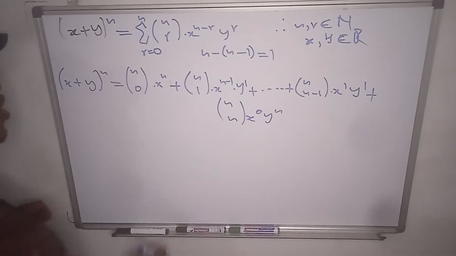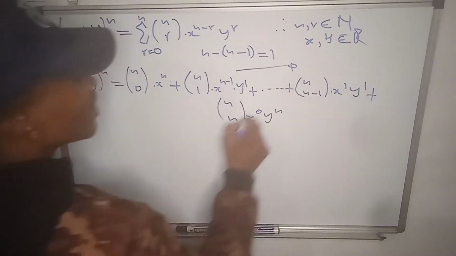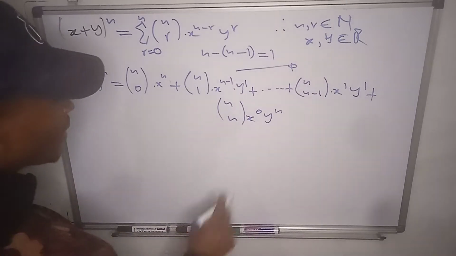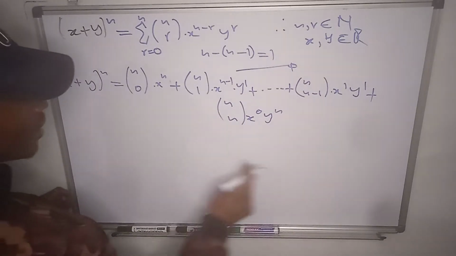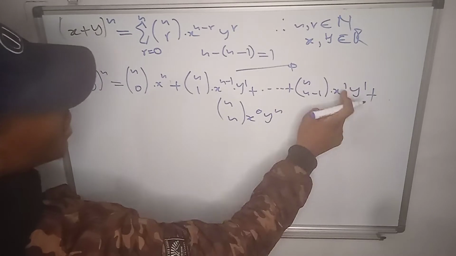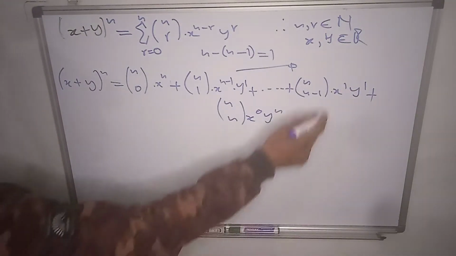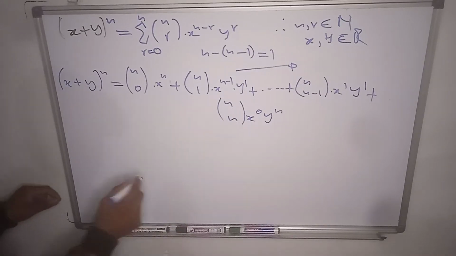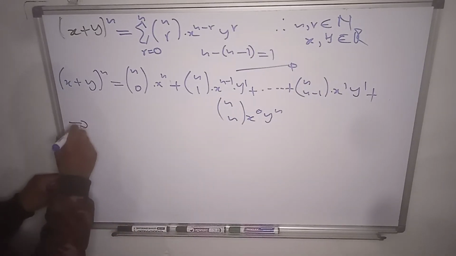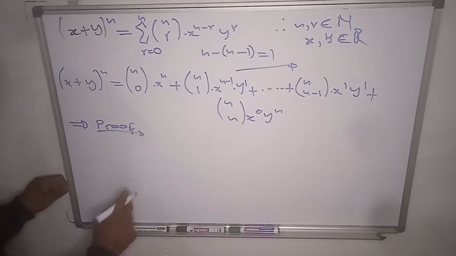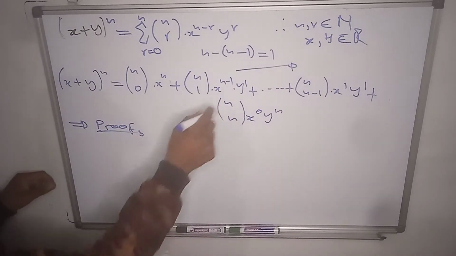Why x to the power 0? Because when we are going this side, x is losing a power of 1, but y is gaining a power of 1. So if here it was 1, and then we subtract 1, we are going to get 0 here. This is why x is to the power 0. So we can prove by mathematical induction. This is where we start proving after expanding this.